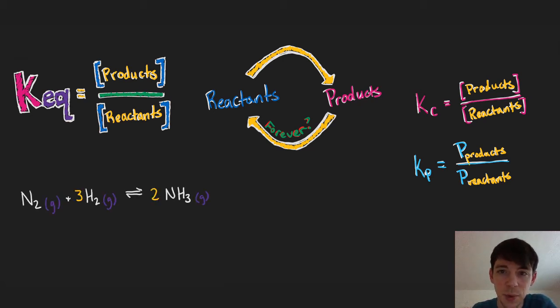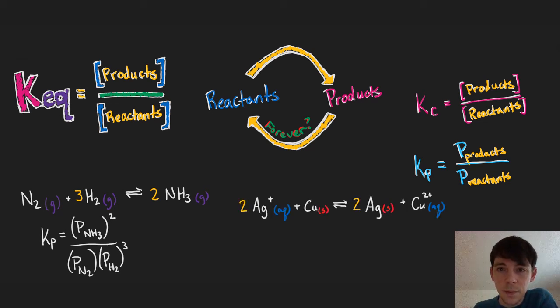So let's look at a classic example, the production of ammonia, NH3, from nitrogen and hydrogen. This is a gaseous reaction, so we'll write a Kp expression. In the numerator, we'll include the partial pressure of the product, NH3, and we'll square it because it has a coefficient of 2. In the denominator, we'll include our two reactants, N2 and H2, the partial pressure of each. We'll make sure that we cube the partial pressure of hydrogen because of its coefficient of 3. Okay, so here's our Kp expression for the production of ammonia.